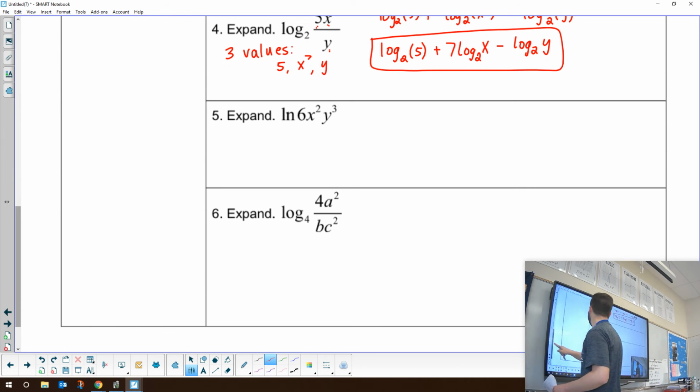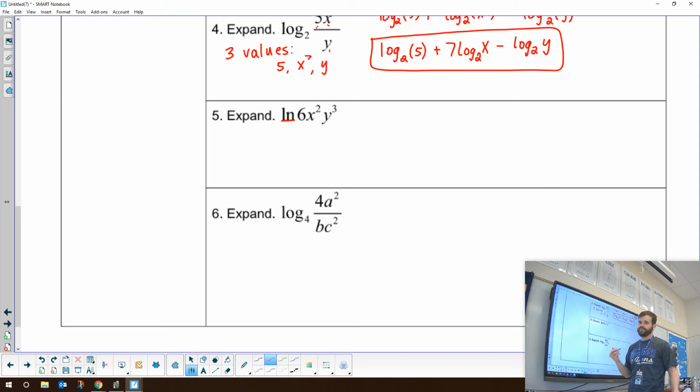So, on number 5 here, we have natural log of 6x squared y cubed. So natural log of 6x squared y cubed, what we're going to do is expand this. And we can expand this just by doing natural log. So I don't have to worry about the base or anything, but let's talk about our values. I have 3 values this time. We have a 6, an x squared, and a y cubed. And so we're going to write these out. We are multiplying all 3 of them, so we're just going to add all 3 of them across the board.